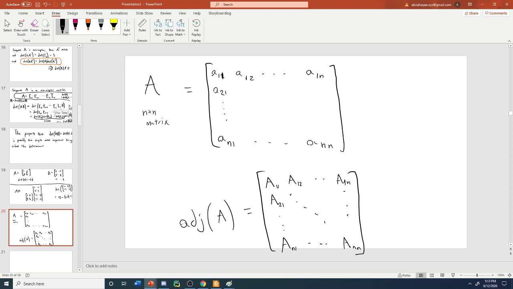The adjoint is really cool because it does something that's kind of fascinating, which we'll now show. If you take A and you multiply it through by the adjoint of A, what you get is the determinant of A multiplied by the identity matrix. Well, actually this is true in general.